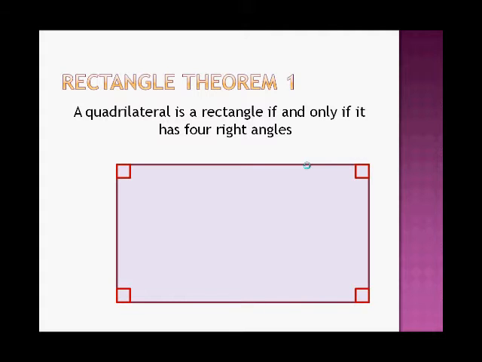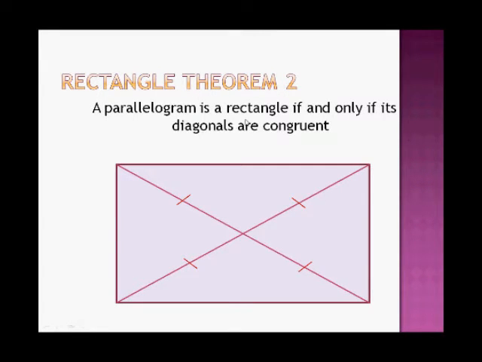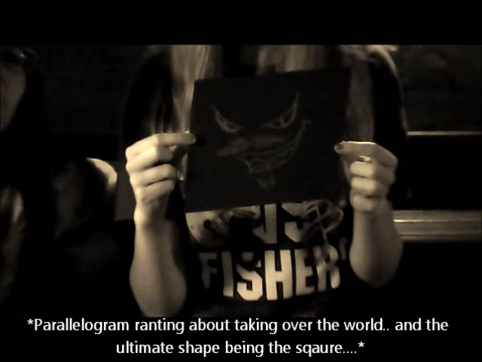Now we're checking the rectangle's memory card. According to this, a quadrilateral is a rectangle if and only if it has 4 right angles. A parallelogram is a rectangle if and only if its diagonals are congruent. Okay, parallelogram, did you make these evil shapes? We know you're involved. They have your properties.